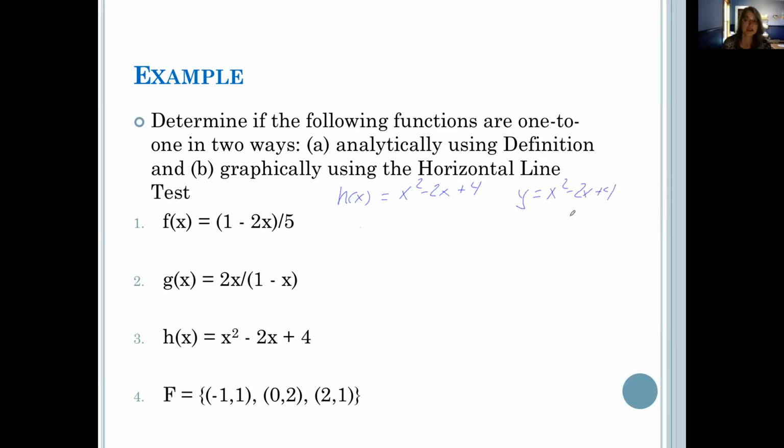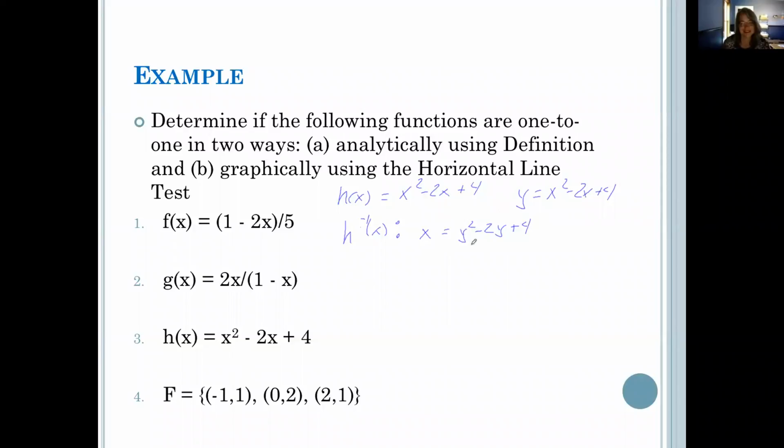And now we're going to swap our x's and y's. So we're going to try to find h inverse. So let's swap x for y. And right away we see we've got a problem, right? I mean, we could set this thing equal to 0 and solve it, but that would only give us the y-intercepts. It's not going to give us a way to actually isolate y. It's mathematically very difficult.